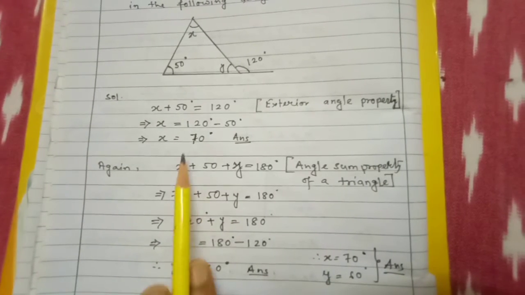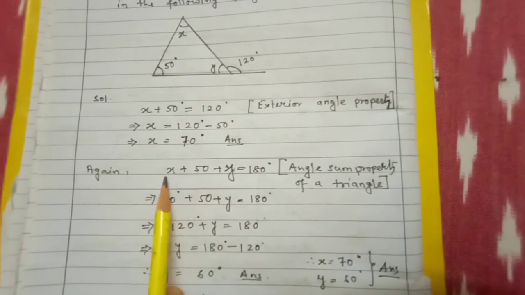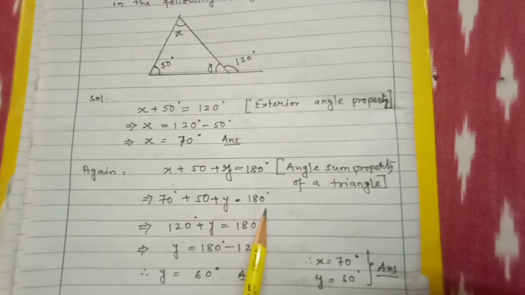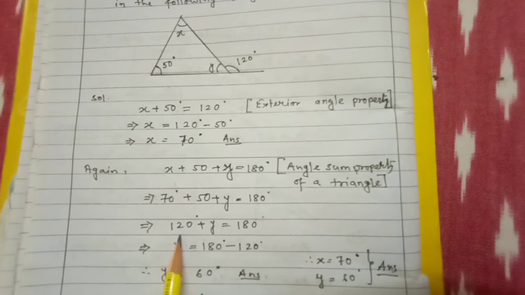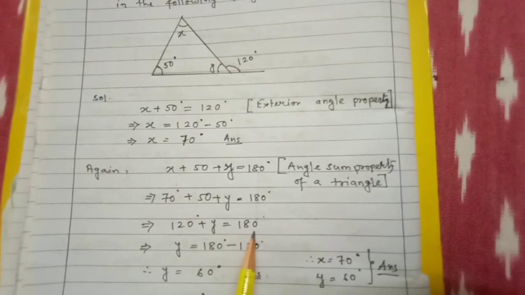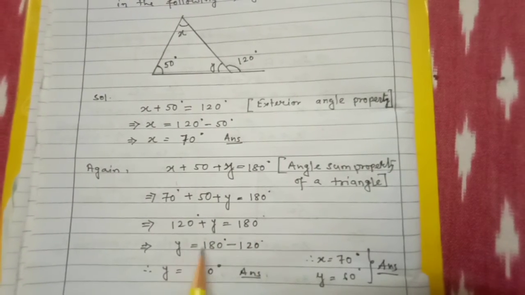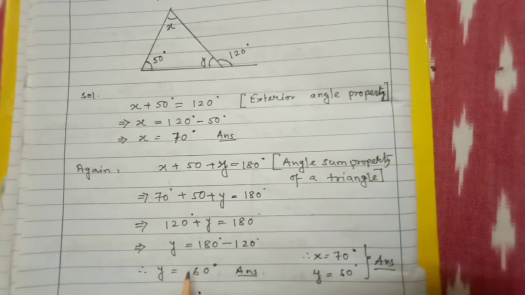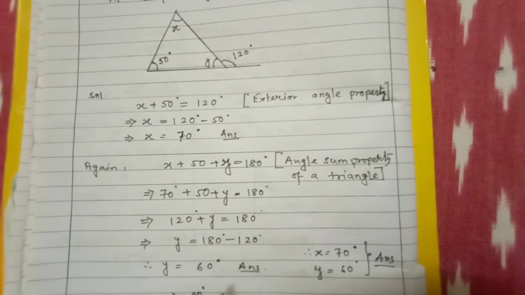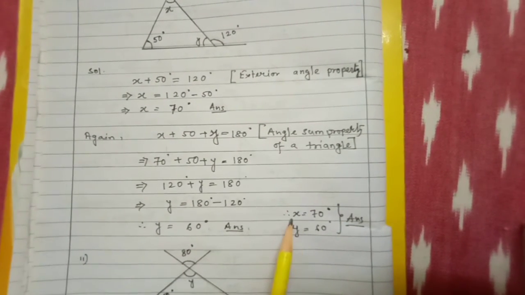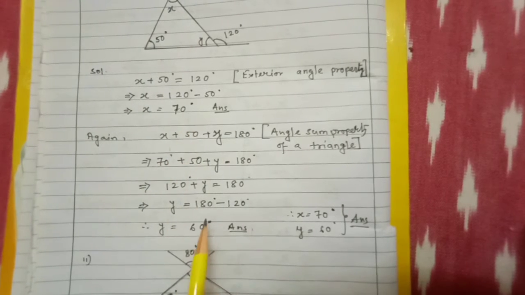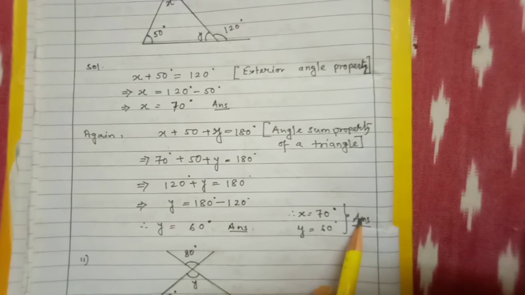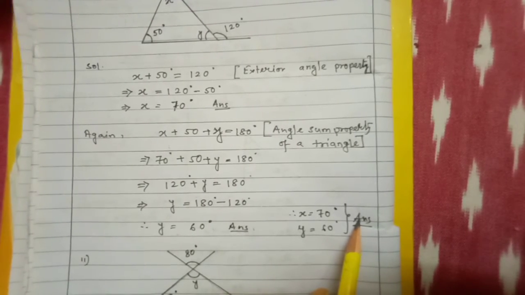Now the value of x is 70. Instead of x, I have written the value of x. 70 plus 50 plus y is equal to 180. Add this to get 120 degree plus y is equal to 180 degree, to find the value of y. 180 minus 120, it is 60 degree. So the values of x and y I have got, and I have written them separately. Value of x is 70 degree, value of y is 60 degree. This is our complete answer. Understood? Now go to the next question.